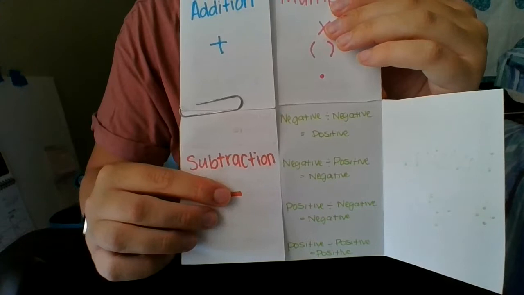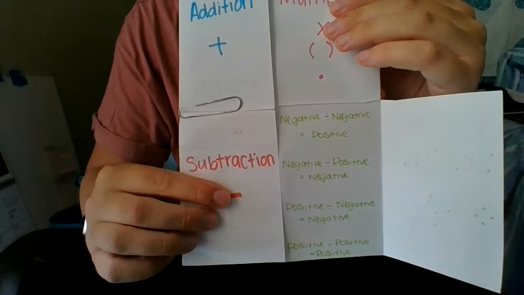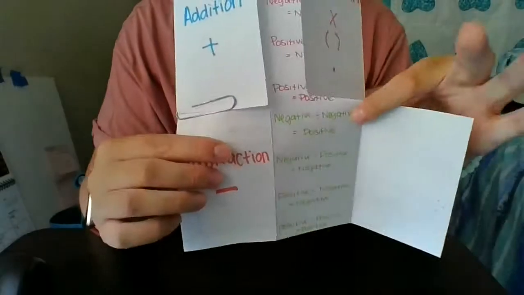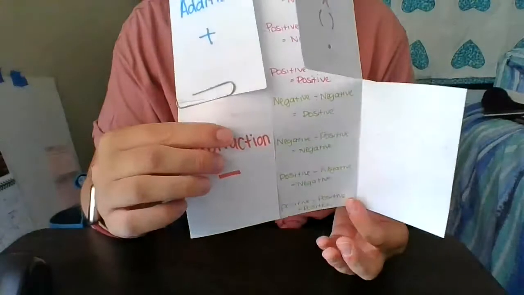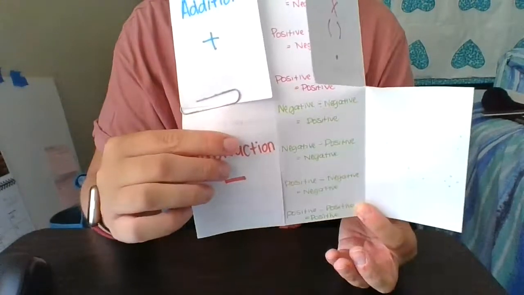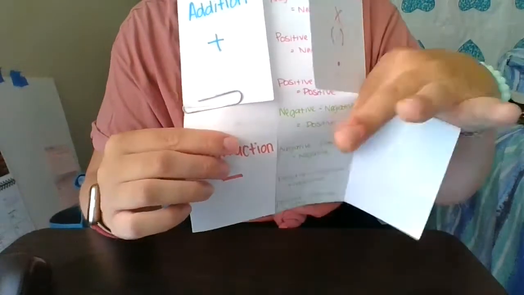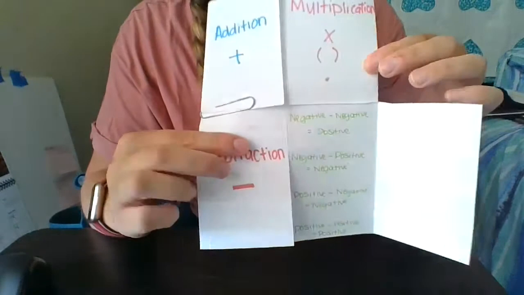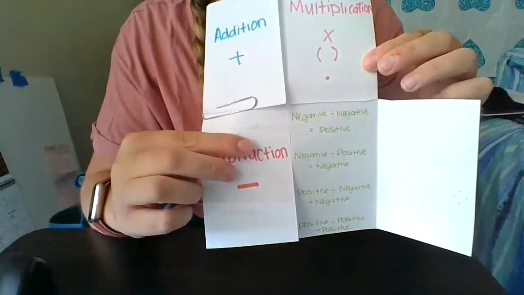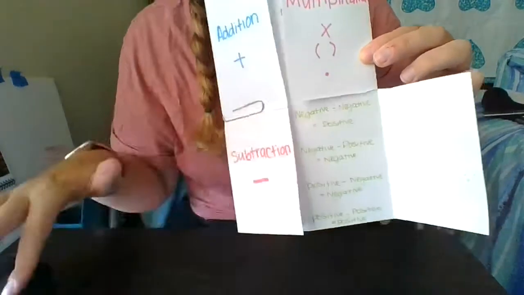Just like with the multiplication rules, anytime the signs match, like here and down here where they're both the same, the sign is going to be positive on your answer. But with your middle two options, if the signs don't match, the answer sign is going to be negative.